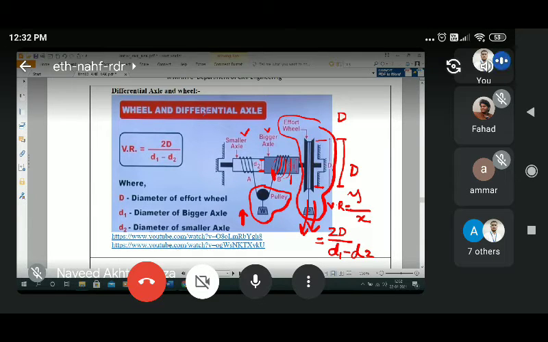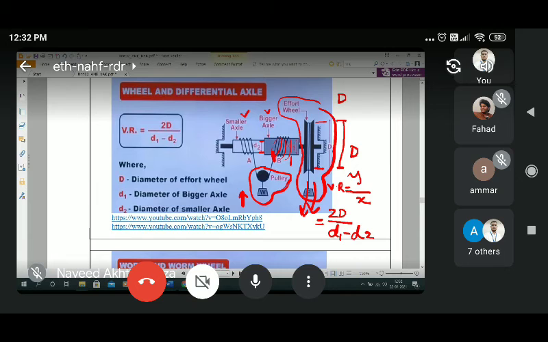So how does it work? When we rotate the effort wheel to lift the load, the string or rope attached with the pulley is wound on the bigger axle and unwound from the smaller axle, and the load is lifted by this action. This is called the differential wheel and axle.